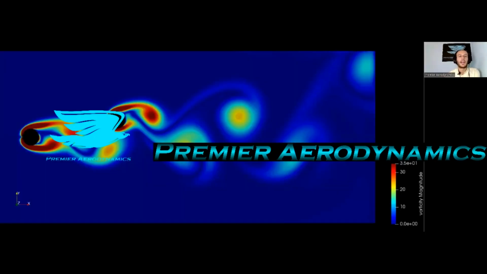What's up, everyone? We have in this video two cylinders, one upstream, one downstream, and they're separated by 5 diameters. The one downstream is also staggered, so I've put it up a little bit, exactly 1 diameter. So the top side of this cylinder corresponds with the bottom side of this downstream cylinder.